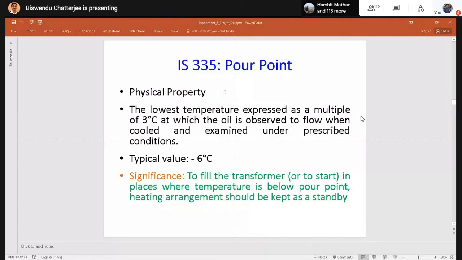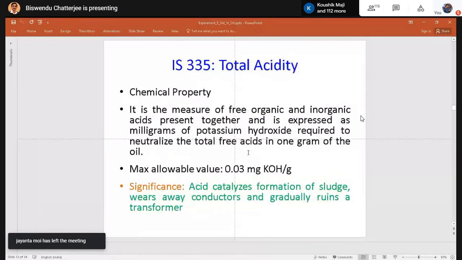Now, what is the problem? We must come to a unanimous conclusion that yes, the oil is liquid, it can be poured, or the oil is solid. There is no such intermediate stage. To make it distinctly separated, we are making it a multiple of 3 °C. Now comes the chemical property of total acidity. It is expressed as a multiple of 3 again.